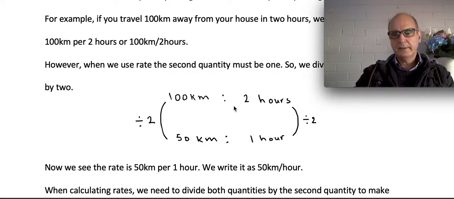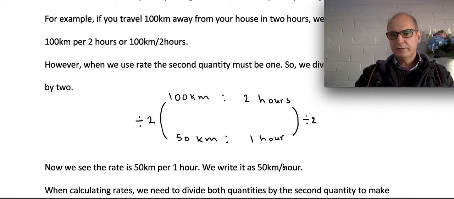So we say 100 kilometers per 2 hours. You can write it as a ratio: 100 kilometers and 2 hours. Now we want to make it 1 hour, so we need to divide by 2. So 2 divided by 2 is 1, so 1 hour. And you've got to divide this also by the same number, in this case 2. So 100 divided by 2 is 50. So 50 kilometers for 1 hour. Now we say that the rate is 50 kilometers per 1 hour, or we write it as 50 kilometers per hour. That is now a proper rate.